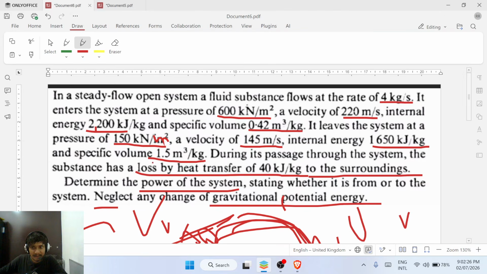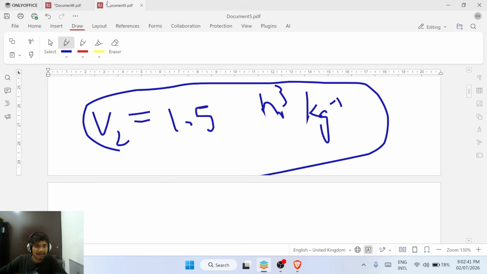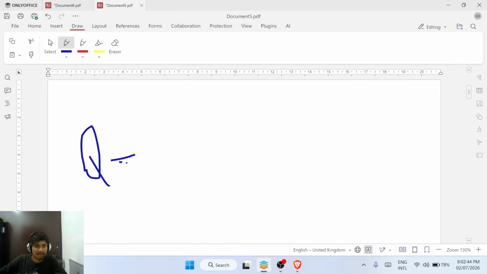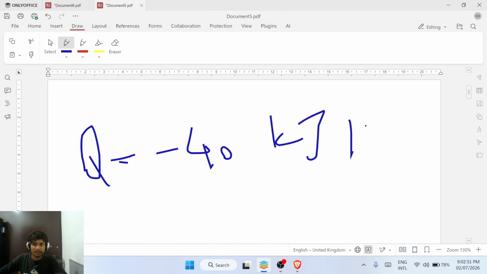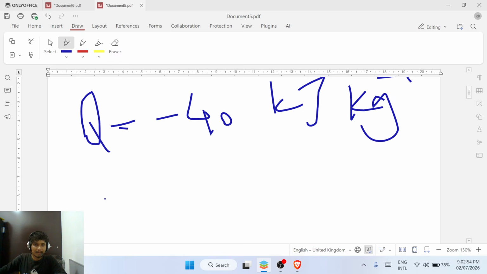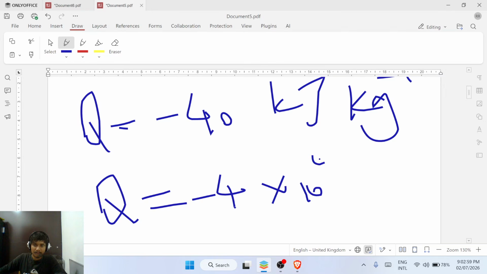But now we have to mention the heat. During its passage through the system, the heat transfer is 40 kilojoule per kilogram. Therefore, energy lost. Therefore, Q is equal to minus 40 kilojoule per kilogram, which is minus 4 into 10 to the power 4 joule per kilogram.